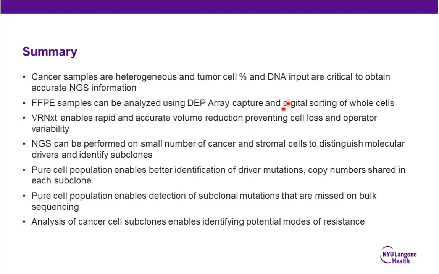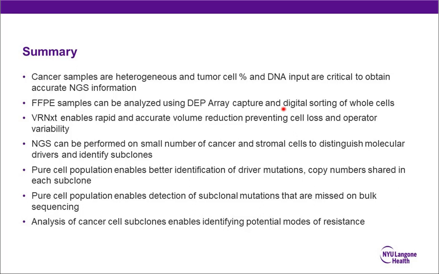So in summary, I hope I convinced you that because cancer samples are heterogeneous and tumor cell percentage and DNA input are critical to obtain NGS information, FFPE samples can be analyzed using DEPArray capture and digital sorting of whole cells. VRNxT is a new addition to a DEPArray workflow, and it enables rapid and accurate volume reduction. It prevents cell loss and limits operator variability. Next-generation sequencing can be performed on a small number of cancer and stromal cells to distinguish molecular drivers and identify subclones.